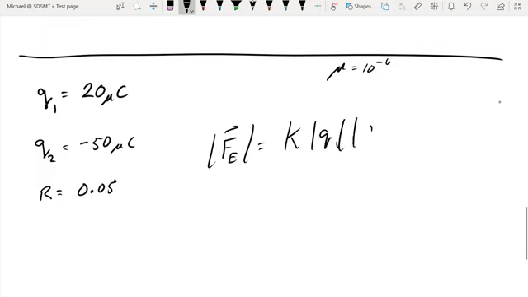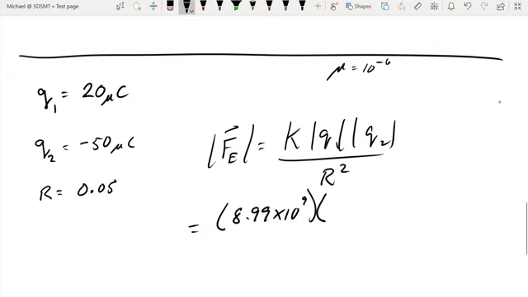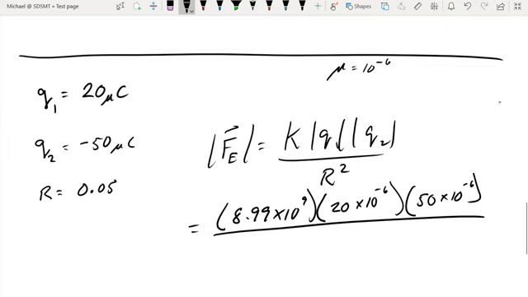We have K, magnitude of Q1, magnitude of Q2 over R squared. 8.99 times 10 to the 9. So Q1, we need magnitude. So positive 20 times 10 to the negative 6. Q2, we need magnitude. 50 times 10 to the negative 6. All over 0.05 squared. Now, I'm going to take this and I'm going to rewrite it as 5 times 10 to the minus 2. And I have a reason for doing this. And remember, we're going to square that.